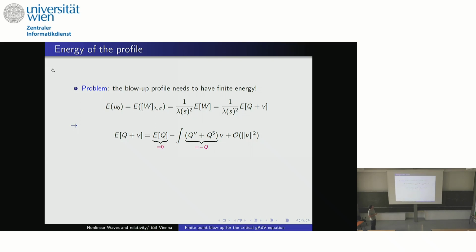So if you develop Q plus V, the first order is the energy of Q, and this is 0 as we saw, and this is fundamental. This is why the bubble is really given by the solitary waves. But the next order, if you do the computation, is minus Q prime prime plus Q5, and this is equal to minus Q. So the next order is QV, and that's why if you have an odd function here, this will give you 0. So somehow you gain something by having used an odd function. And this is why we are able to continue.